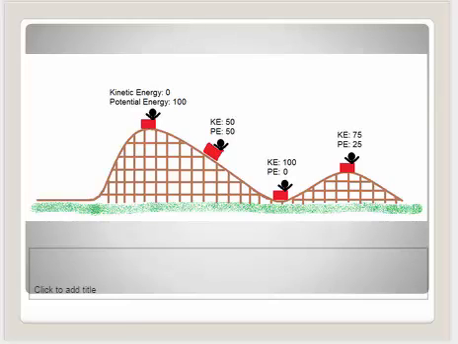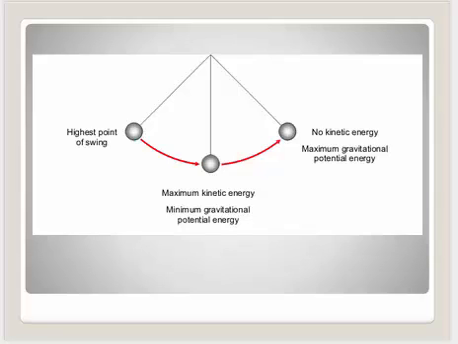Take a look at this pendulum. Here we can see the different levels of the pendulum as well as the direction it moves. If you look at the left side, you can see the highest point of the pendulum swing. When it moves to the middle, it has a maximum kinetic energy and a minimum gravitational potential energy. Finally, as the pendulum moves to the right, there is no more kinetic energy, but a maximum gravitational potential energy.